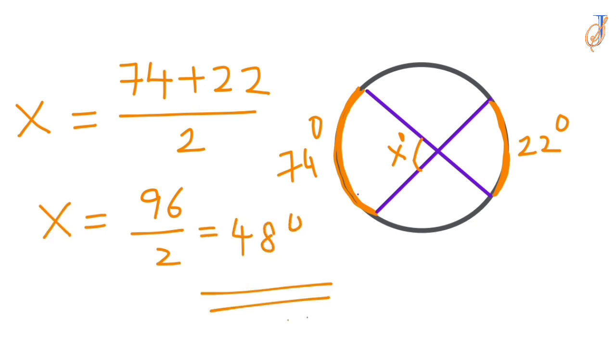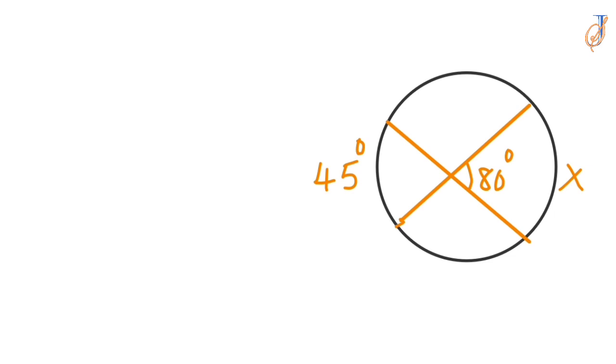Let's go for another one. Here is given a circle, and the circle is also intercepted by two chords. The arc measure is 45 degrees and the angle is 80 degrees. We need to find the arc measure of this X. We need to find this arc.